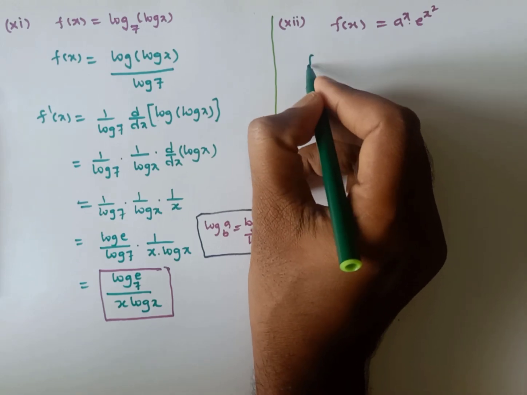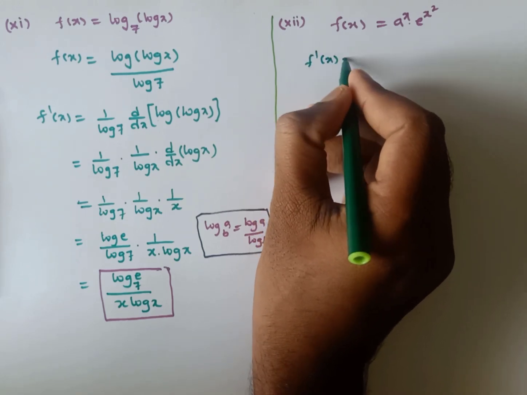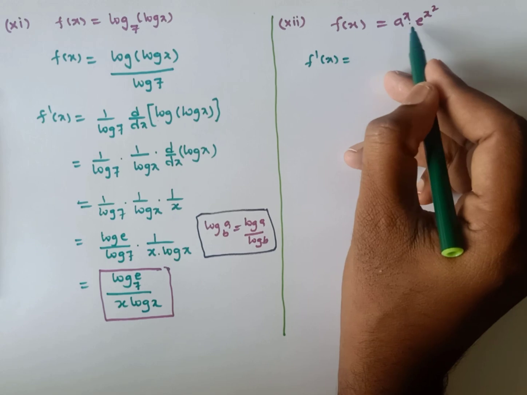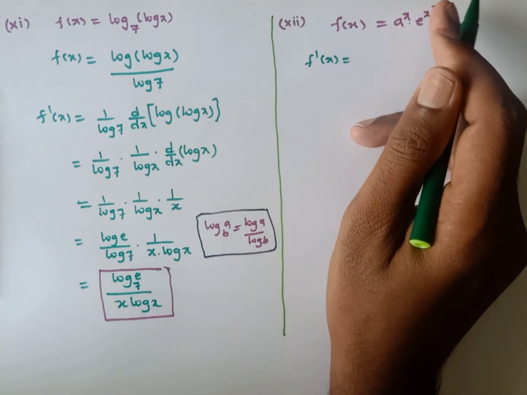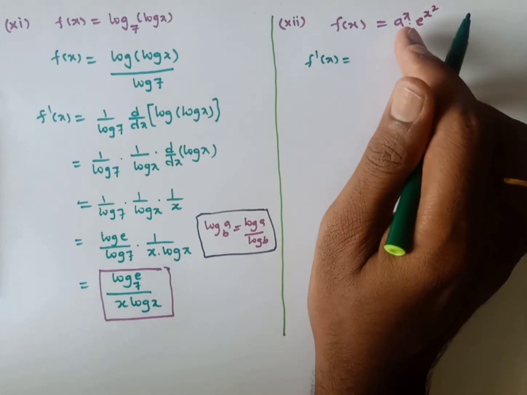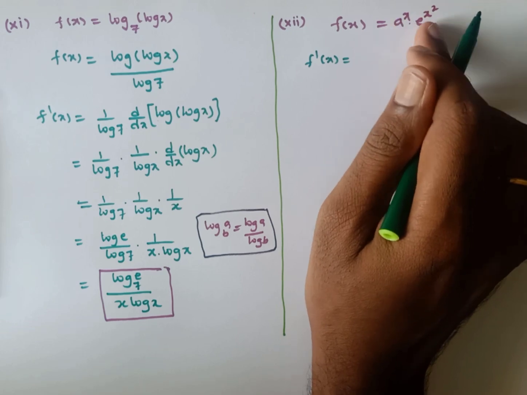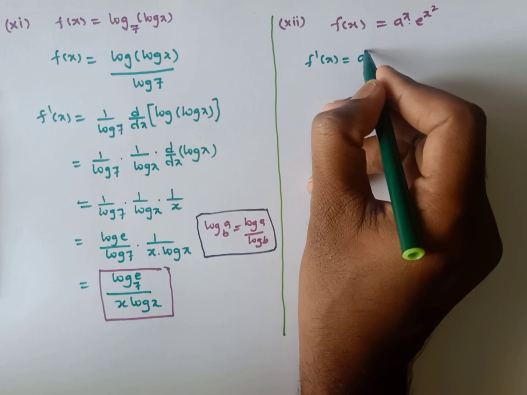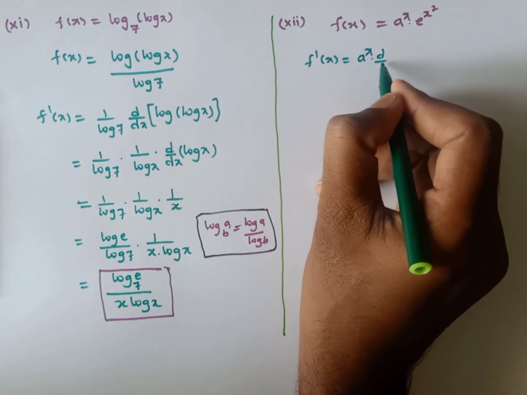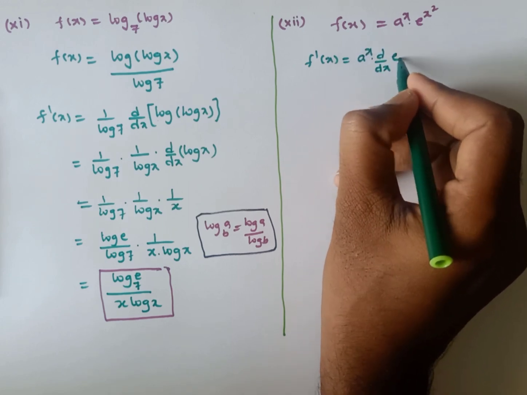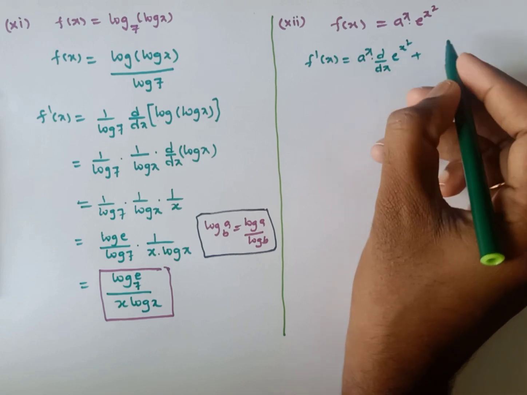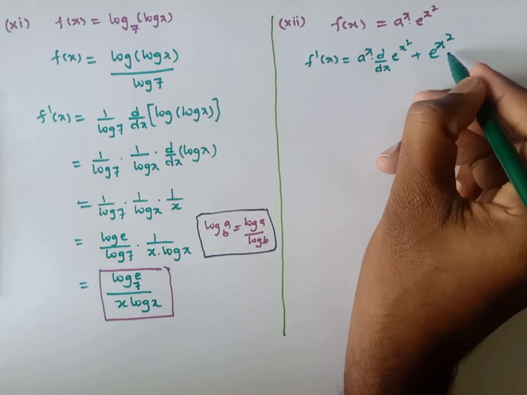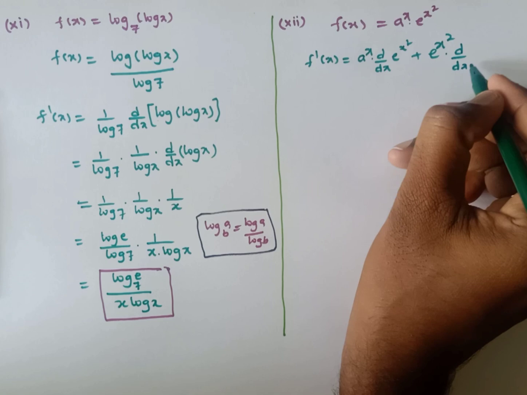Now apply the derivative on both sides. f prime of x equals, now it is in the form of u into v, right? There are two functions, leave them as they are. This is the u into v model. When there is u into v, the product rule applies. So apply the product rule here: a power x into d by dx of e power x square, plus e power x square into d by dx of a power x.